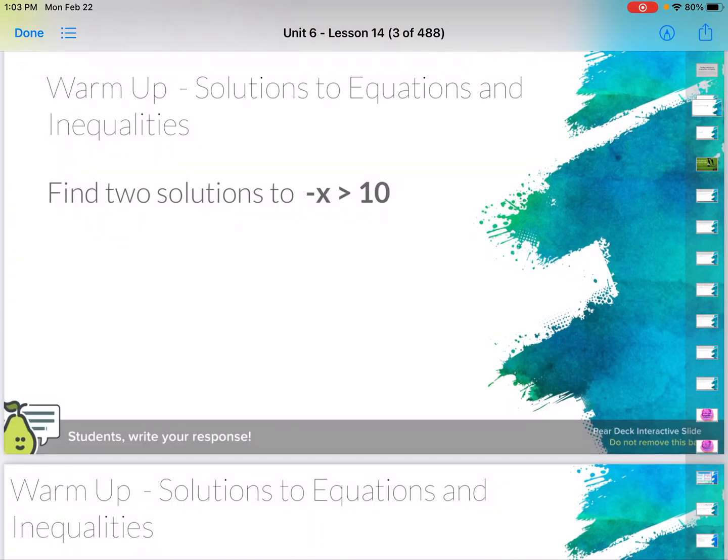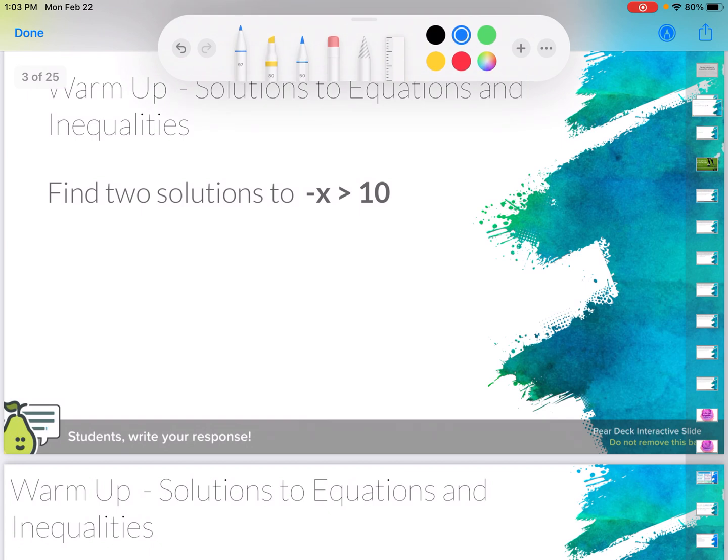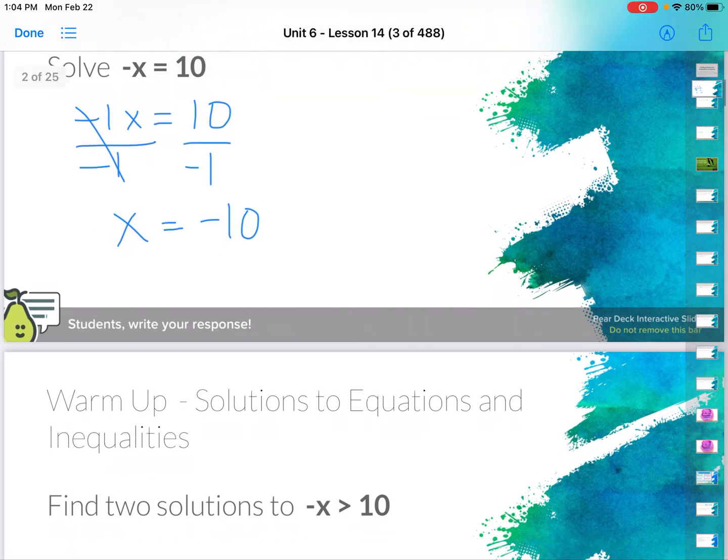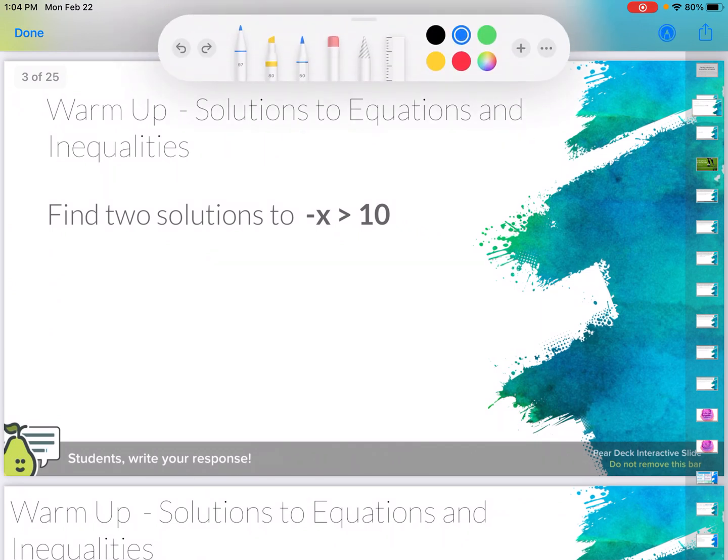All right, for this one, they want us to find two solutions that are true. So it has to be a negative value that's greater than 10. If I look at the previous problem, I know that my answer has to be greater than negative 10. So let's try negative 9. Negative times a negative is a positive. 9 is not greater than 10, so I know that's not going to work.